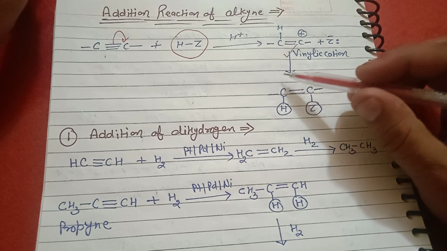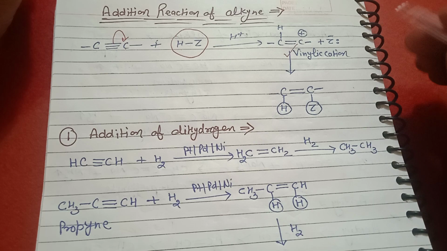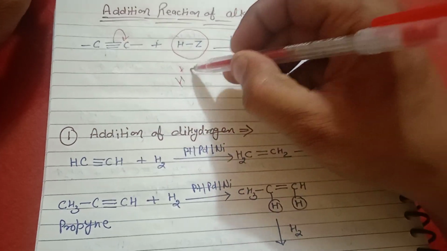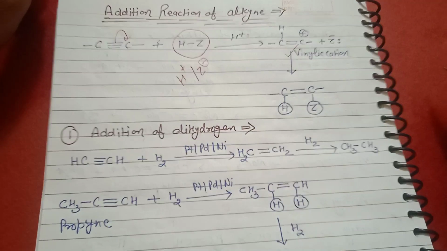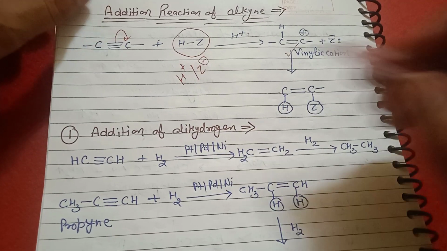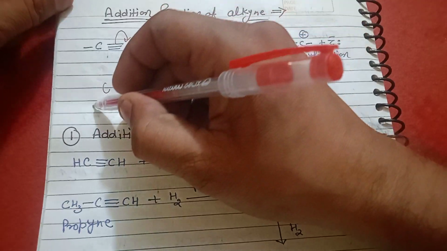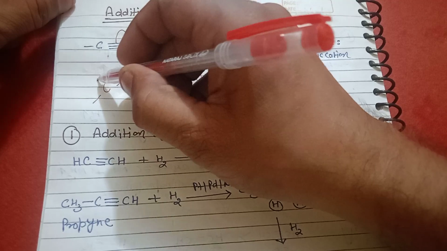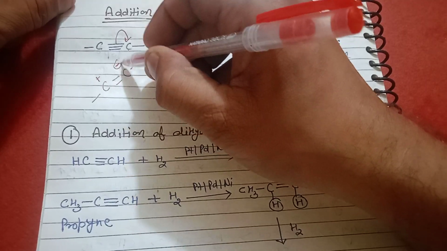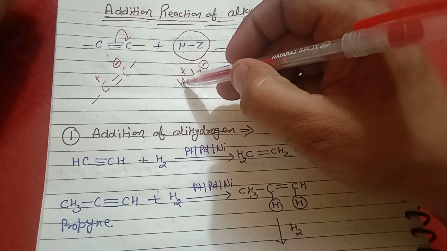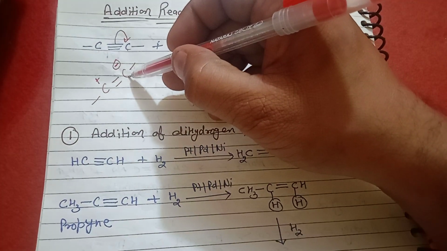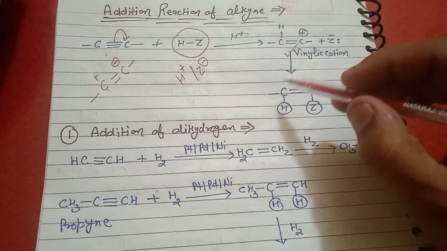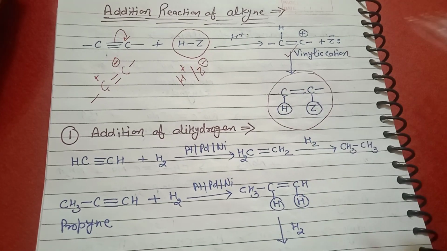So this is a simple addition reaction. Here we add H positive and Z negative. This bond is broken, so due to breaking of the bond, carbon double bond carbon, this carbon loses an electron and gets a positive charge and this one gets a negative charge. So this H positive is added to this carbon and this Z negative to the other, giving the addition product.